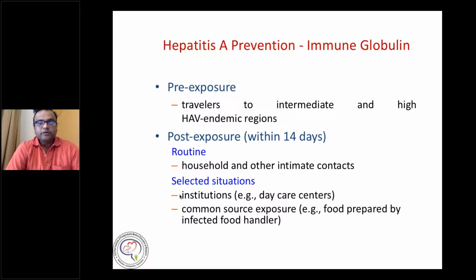So post-exposure, how do we go for prevention? Within 14 days, routinely household and other intimate contacts can be given this immune globulin, and in selected situations, as we prefer to do, in an institution. Say, for example, there are people who are mentally challenged, and they are living in one closed corridor. If someone gets infected with hepatitis A, then it is prudent to give immunoglobulins to the other inmates, so as to avoid sporadic cases, or maybe an epidemic proportion.